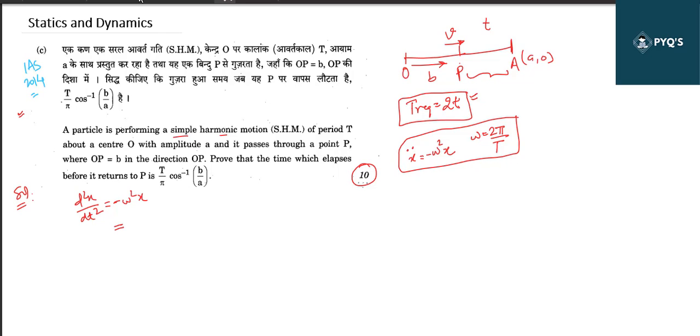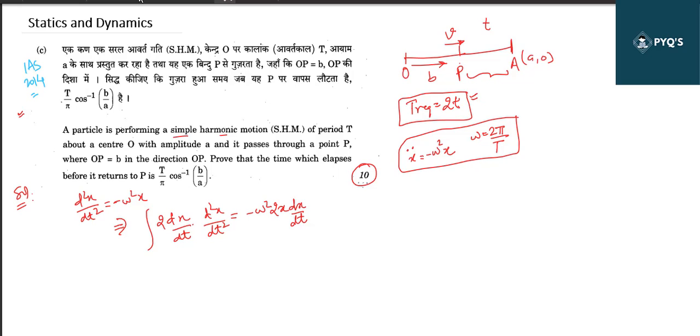So let's integrate this. Before integration, let's multiply this with 2 dx by dt. So 2 dx by dt into d2x by dt2 equals minus omega square x into 2 dx by dt. So this is what we'll get. We'll integrate this.